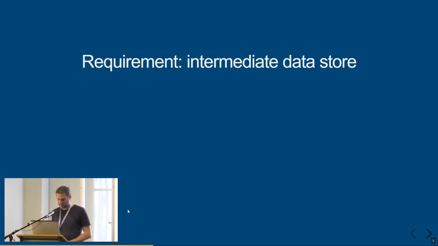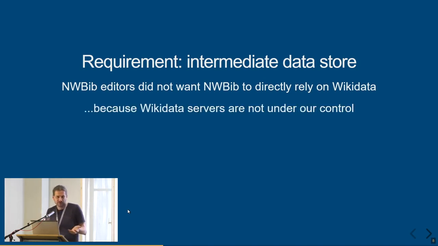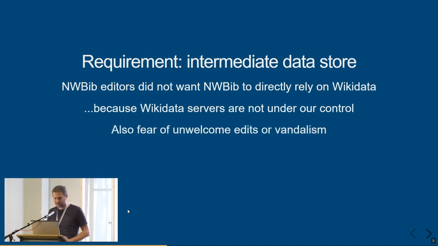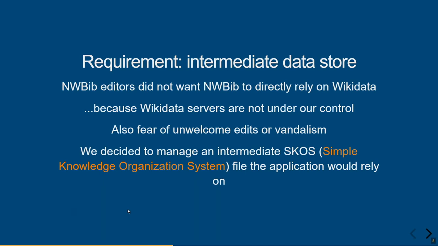But there was a requirement by the NWBIB editors. They did not want to directly rely on Wikidata, which is understandable. We don't have those servers under our control, and we won't know what's going on there. There might be some unwelcome edits that destroy the classification or parts of it, or vandalism. So we decided to put an intermediate SKOS file in between, on which the application will be built, which should be generated from Wikidata. SKOS is a Simple Knowledge Organization System. It's the standard way to model a classification in the linked data world.